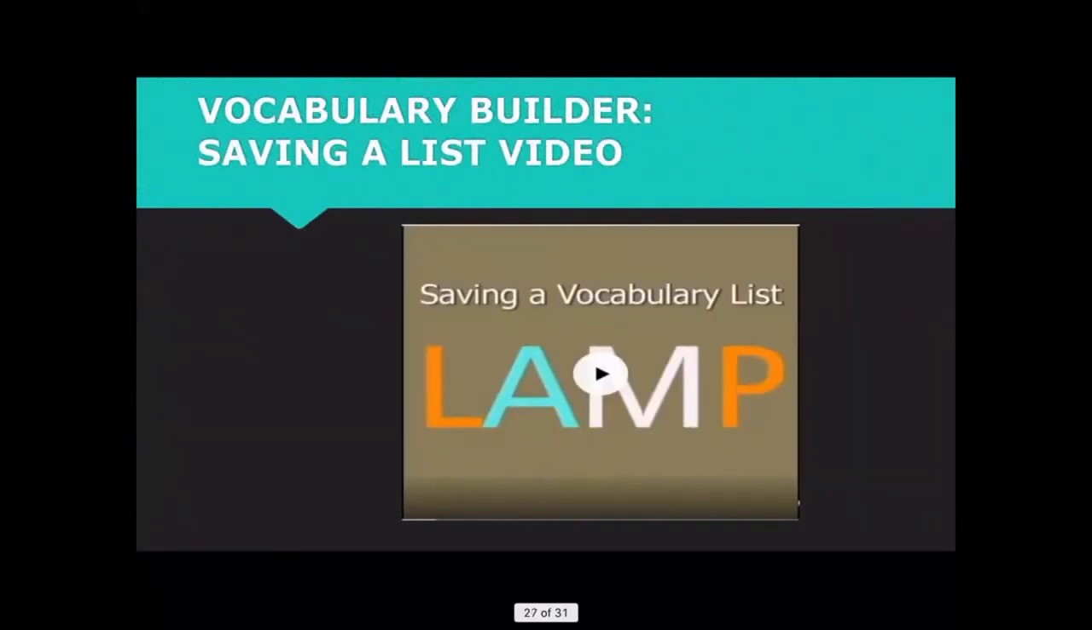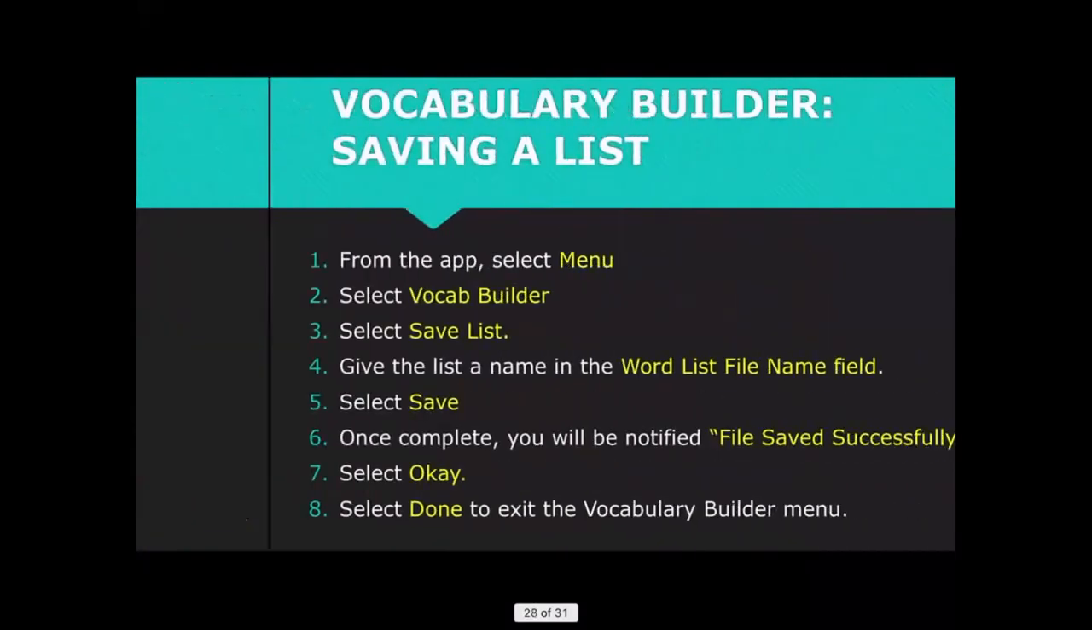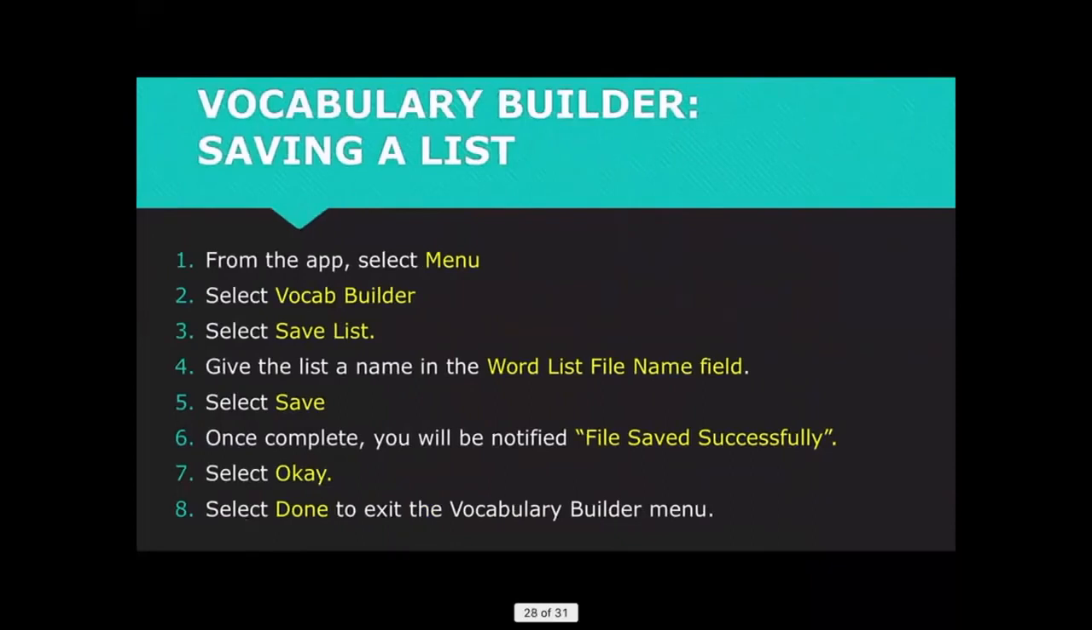So you can create your own vocabulary list, and to do a vocabulary builder, we can save a list. So go to the menu button, choose vocabulary builder, save list, word list file name. So choose a name to save it as, and then file saved successfully, and okay.